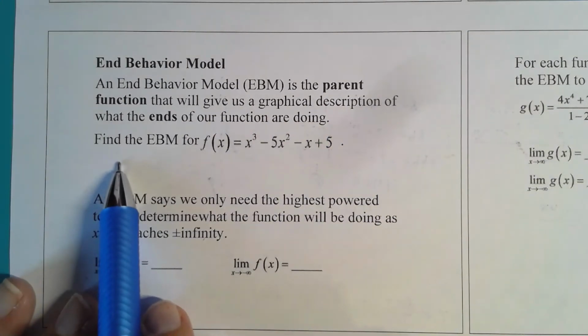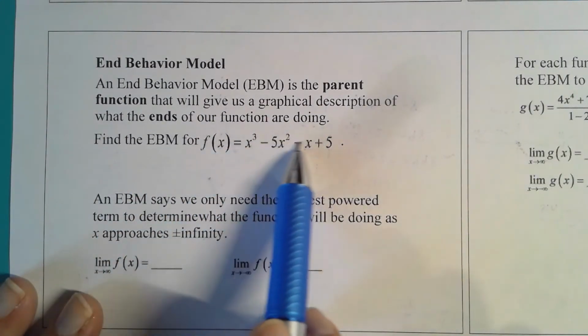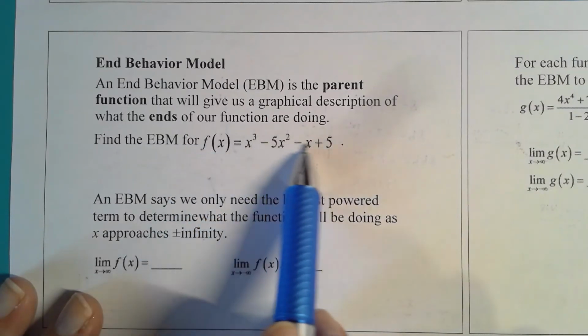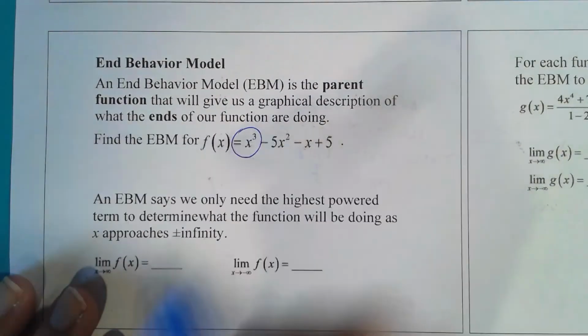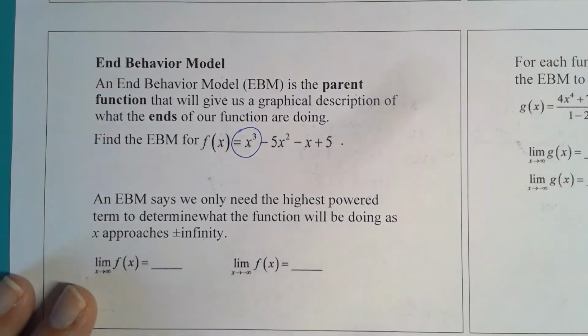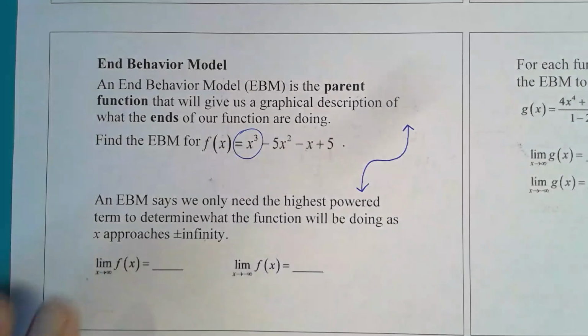So, for instance, find the end behavior model for this function right here. I'm not asking you to graph this function by hand, but you could all tell me what shape it has. Based on what we did in pre-calculus, you'd all say, oh, that's a cubic. Oh, I know what a cubic looks like. It looks like this. That's an end behavior model.